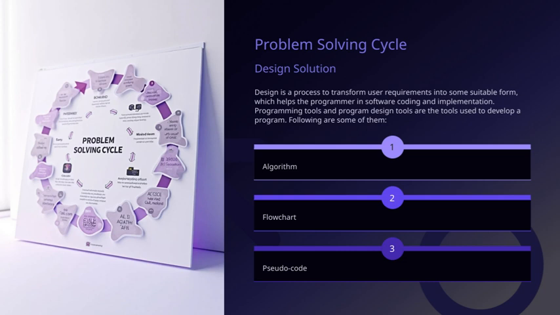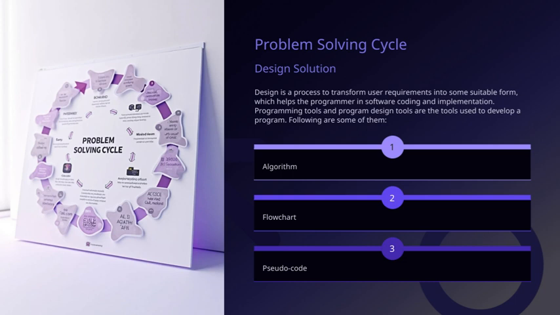Flowcharts give us a visual representation of the process, showing the flow from one step to another with symbols and arrows, making complex logic easier to follow. Algorithms are step-by-step procedures that solve specific problems. They're like detailed recipes for your program.